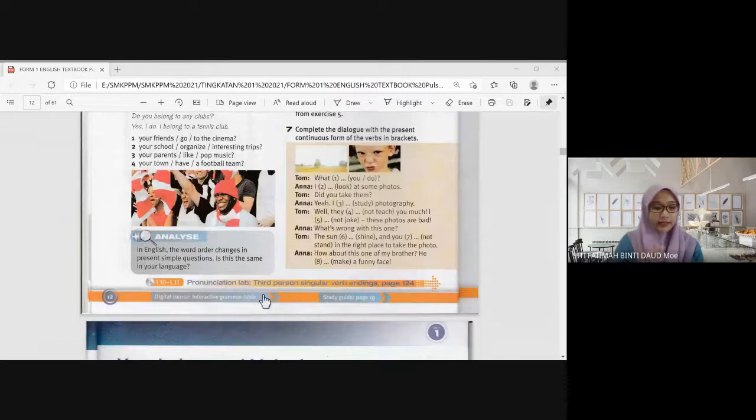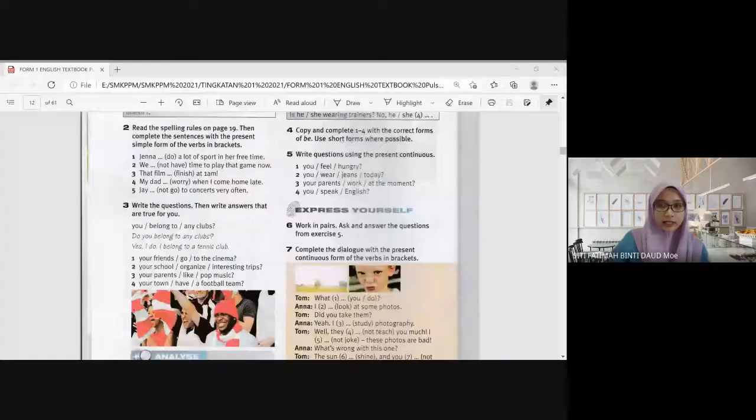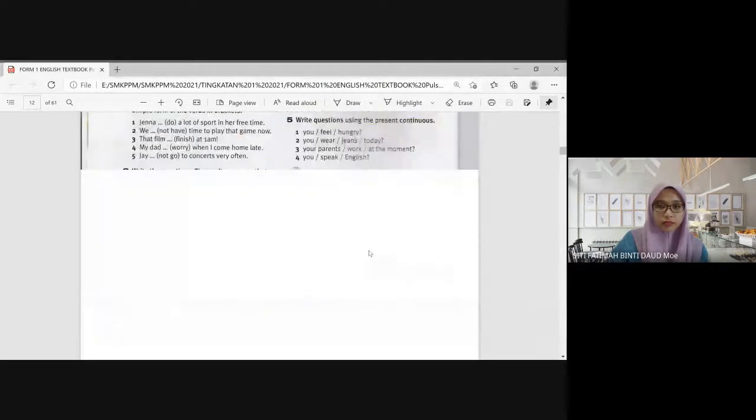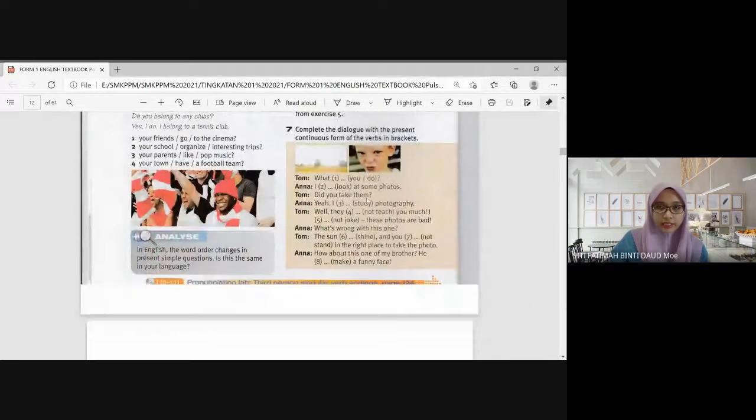We have discussed everything here. I hope there's no problem. So number one is actually the notes about continuous. Number two is the exercise, eh? Number one, number two, number three, make sure you write down the answers. And then number four is this part, the structure. You don't have to do number five. Just go straight to number seven here.